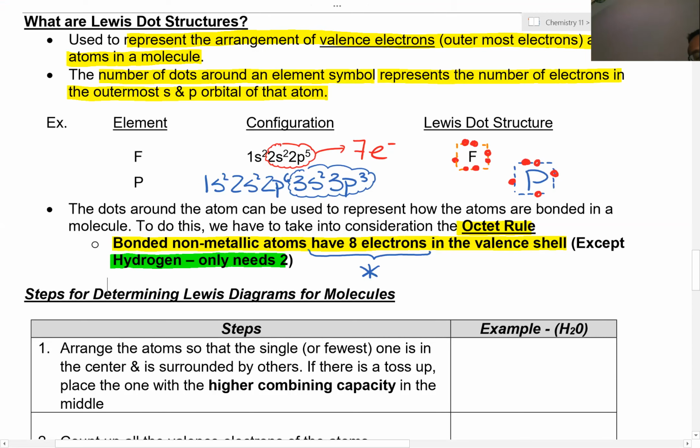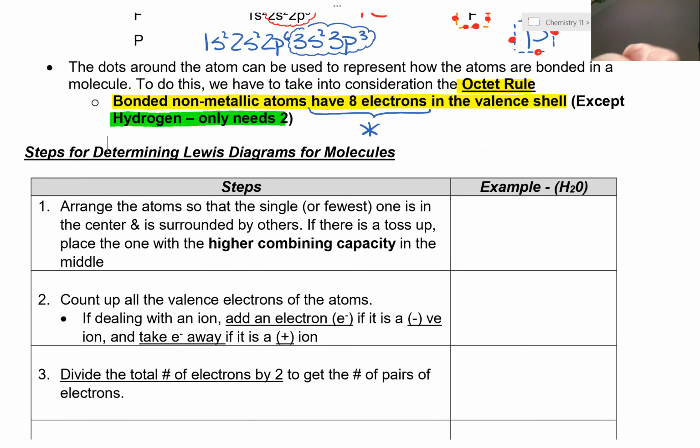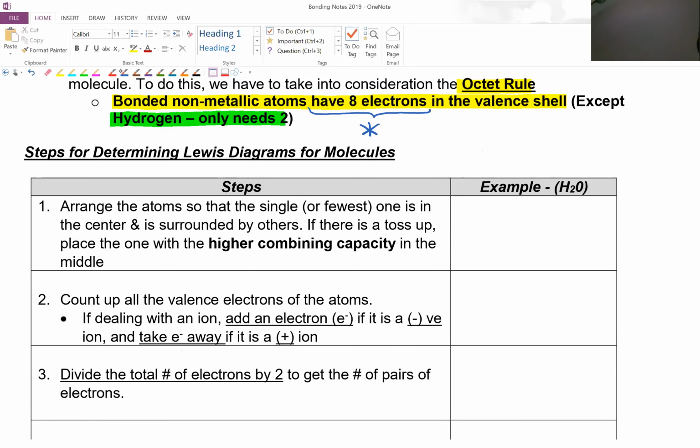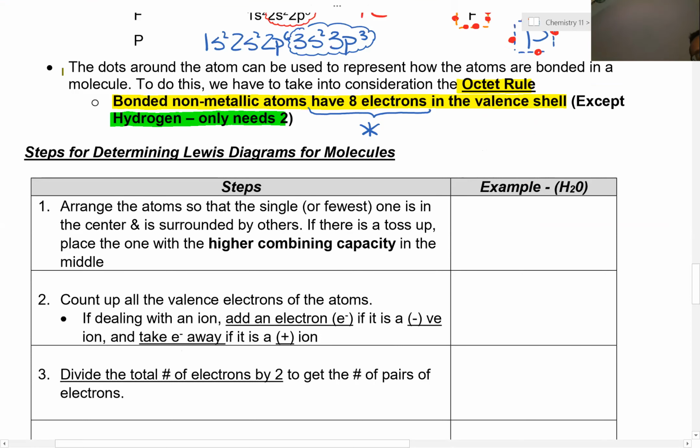So how do we do this? What we do is we first start off, we arrange the atoms so that the single or fewest one is in the center and is surrounded by the others. Okay, if there's a toss-up, place the one with a higher combining capacity in the middle. Okay, I'll talk about that a little bit later on in one of our examples.